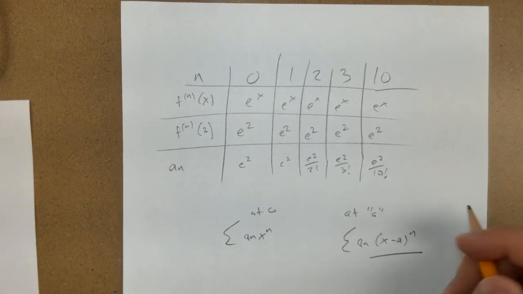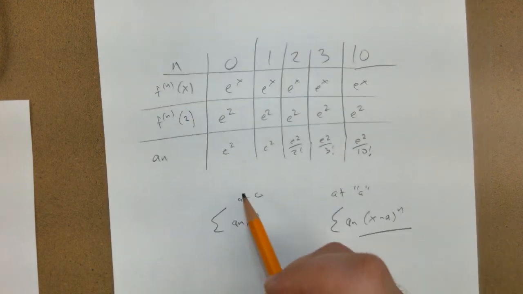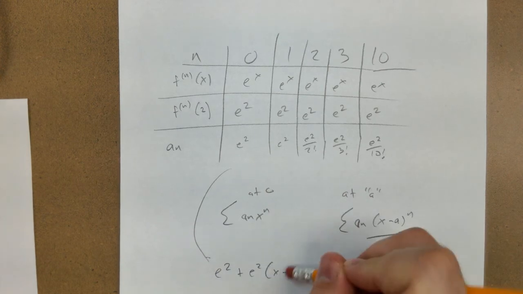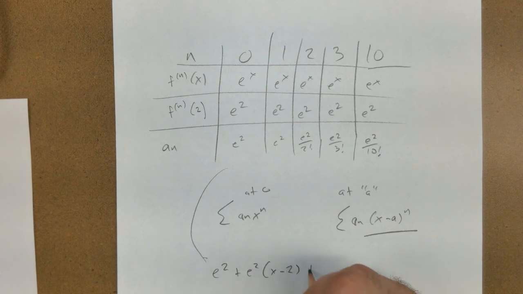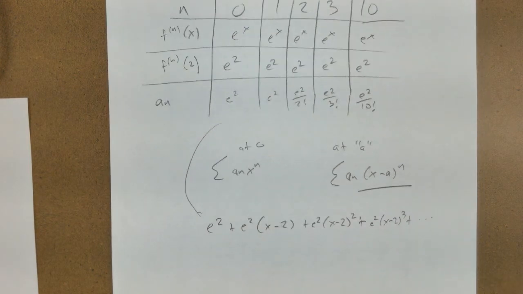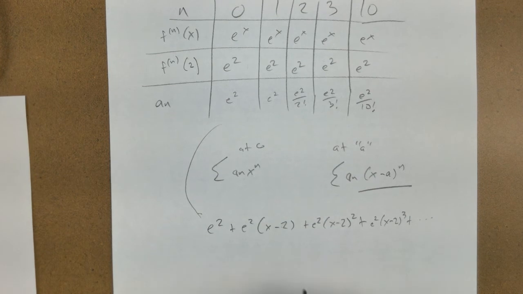So we just got our coefficients. We got our sequence a_n. But I want to say it's e squared is the constant, and then e squared times (x minus 2), and then e squared times (x minus 2) squared. And then how far did they want me to go? Just in general. So e squared (x minus 2) cubed and so on. Okay? And then they also said write it in summation form. So that's going to be the a_n is always e squared, and then (x minus 2) to the n.